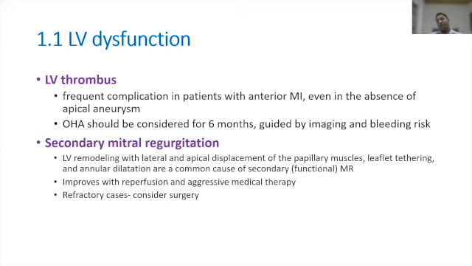Other complications: secondary mitral regurgitation. That means a functional mitral regurgitation. So LV remodeling with lateral and apical displacement of papillary muscles, leaflet tethering, and annular dilatation are common causes of secondary or functional mitral regurgitation. This will improve with your reperfusion and aggressive medical therapy. And in refractory cases, we may consider repairing the valve.